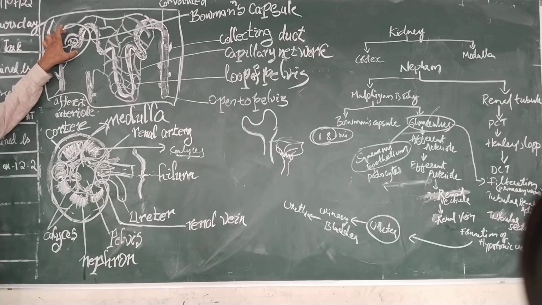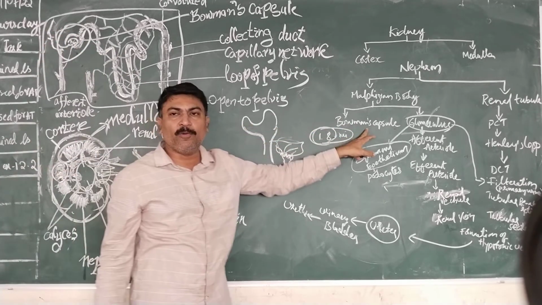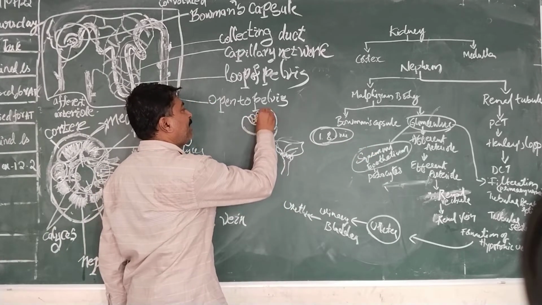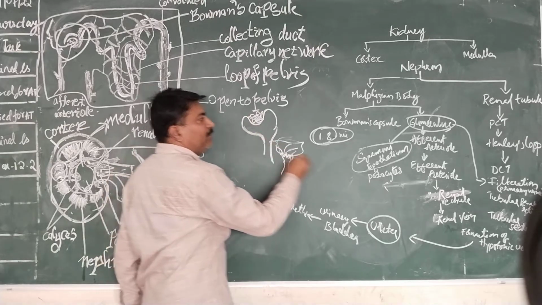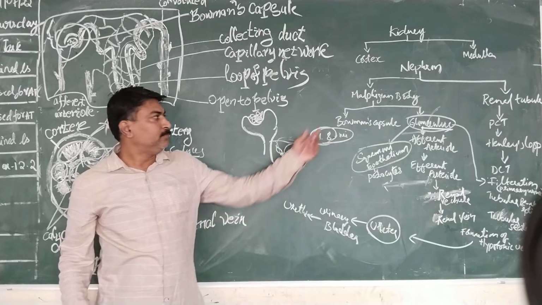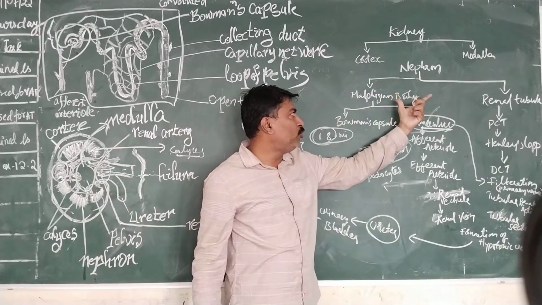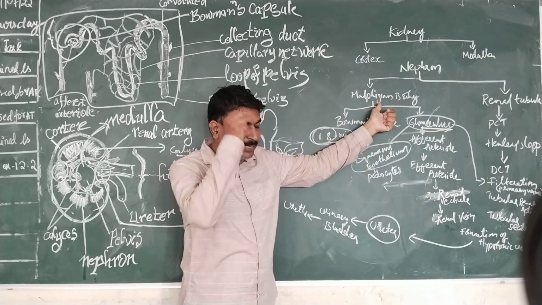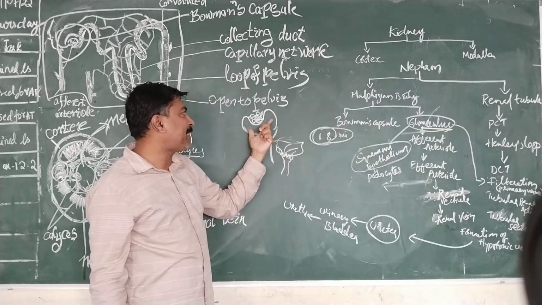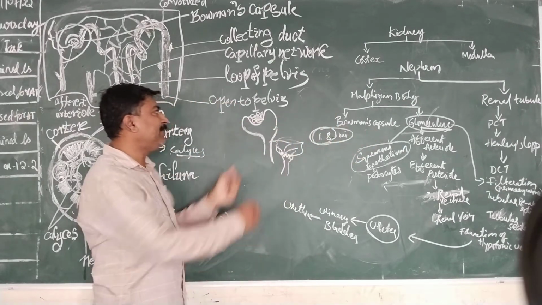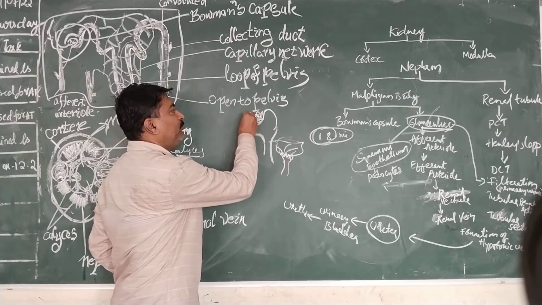A cup-like structure which is present in the topmost portion of the nephron is known as Bowman's capsule. Inside this Bowman's capsule, there is a network of capillaries, that is blood capillaries, which forms the glomerulus. The nephron consists of two portions, mainly the Malpighian body and the renal tubule. The Malpighian body consists of Bowman's capsule, the cup-like structure which is the starting portion of the nephron, and inside the Bowman's capsule it consists of the glomerulus.